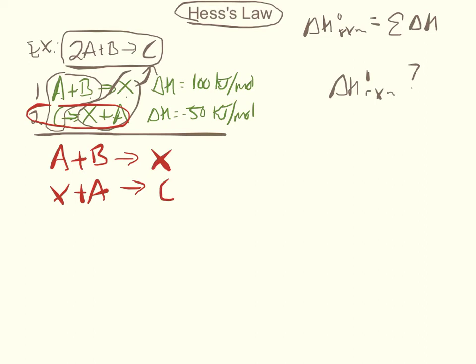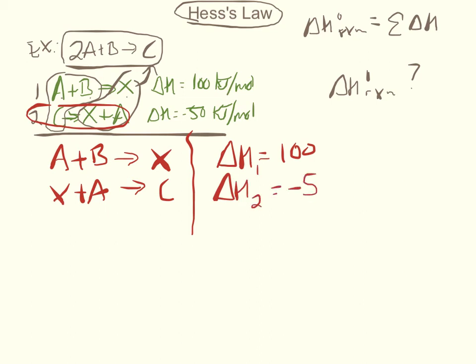Well, since we flipped the reaction, we now also have to flip the enthalpy value. So step 1 we didn't do anything to, it's still 100 kilojoules per mole. Since we reversed step 2, it's now going to be a negative of negative 50, so a positive 50 kilojoules per mole.